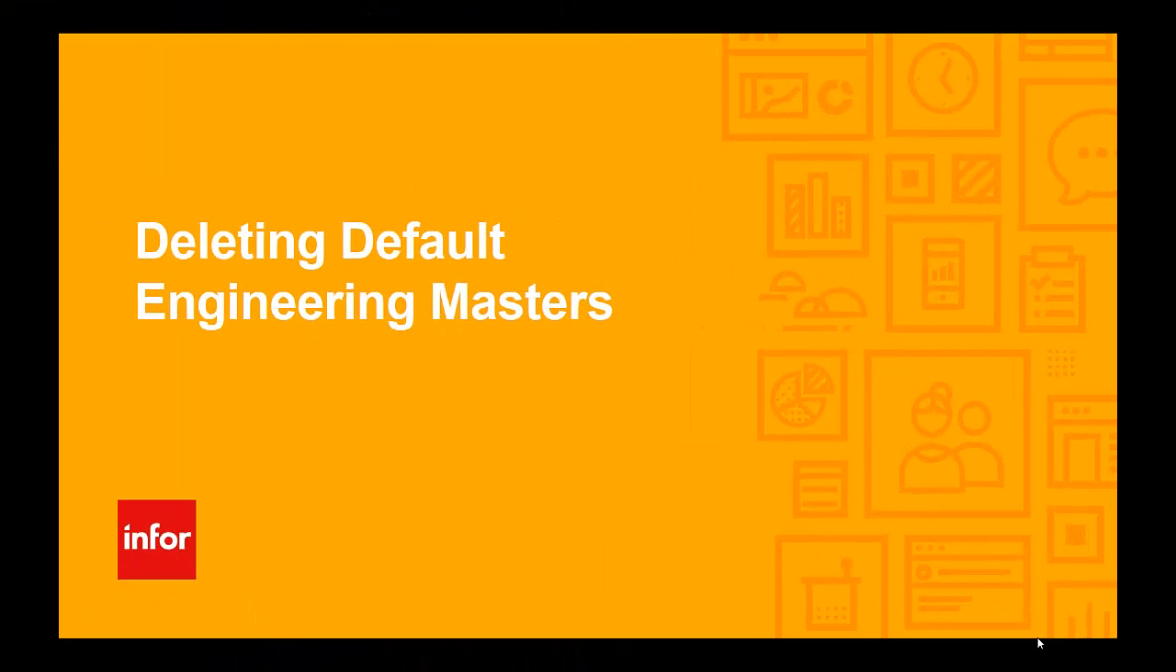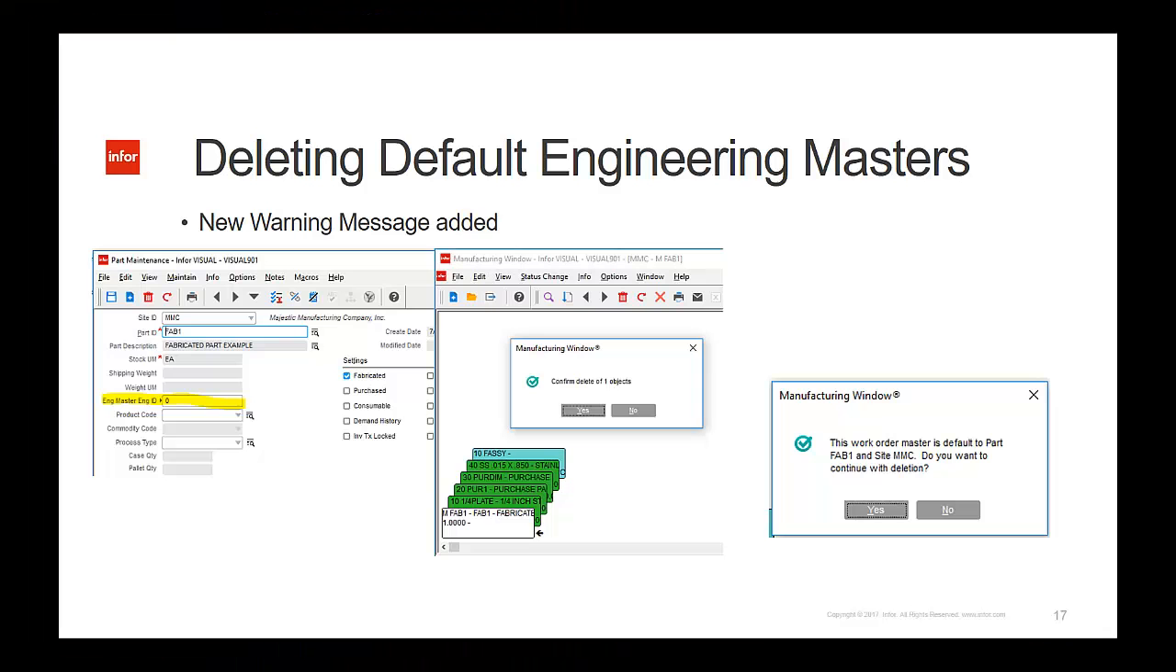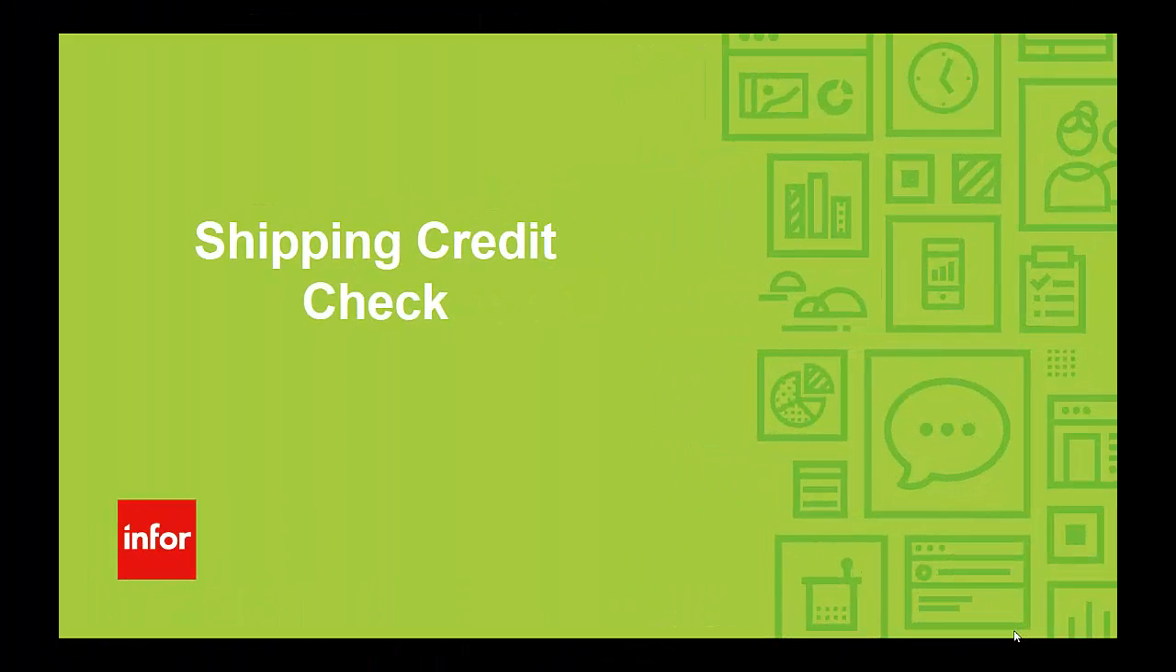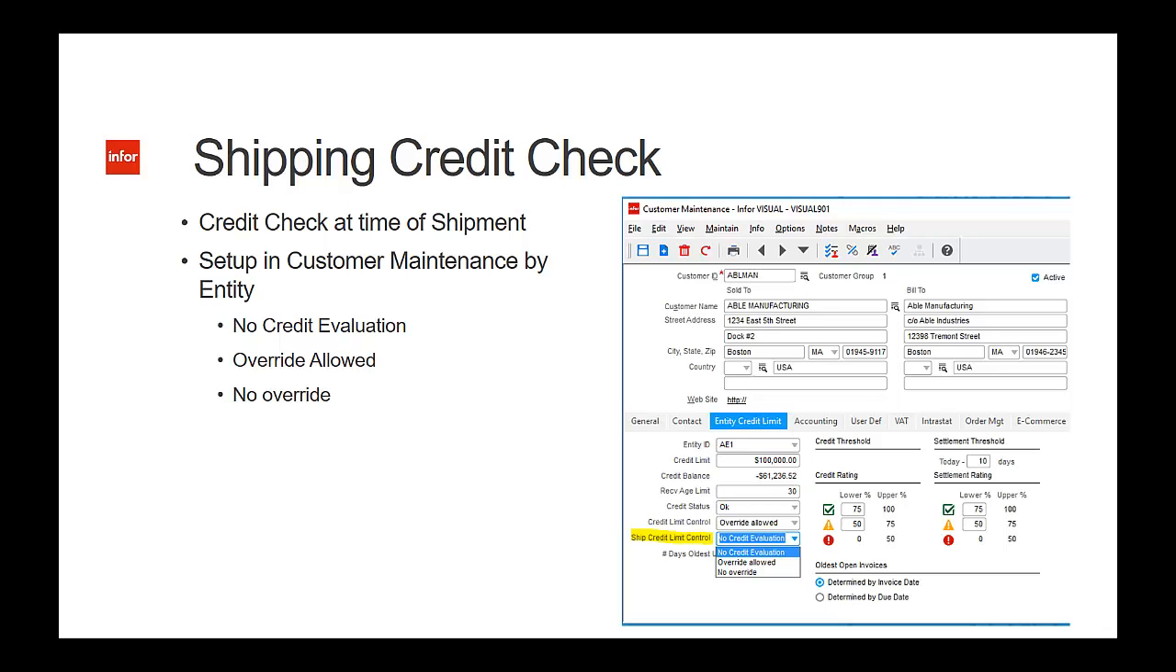When deleting an engineering master, additional checks for the default engineering master have been added. A warning message will display asking you if you want to continue to delete this engineering master. When working with shipping entry, an additional credit check can be set up. The setup will actually take place inside of customer maintenance, where you can choose to have no credit evaluation, an override allowed, or no override for the evaluation.